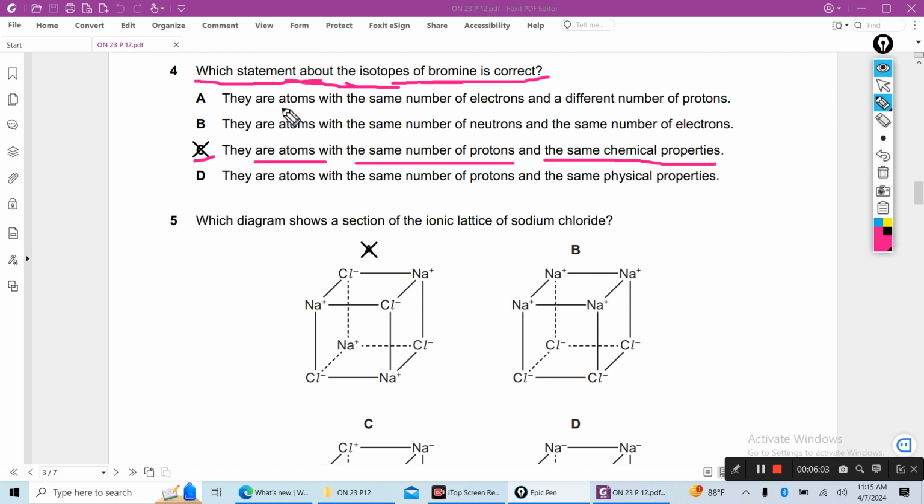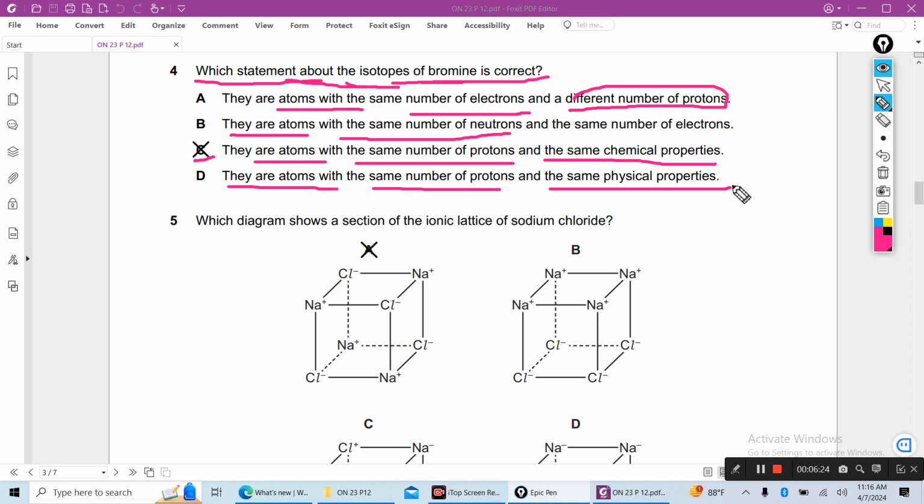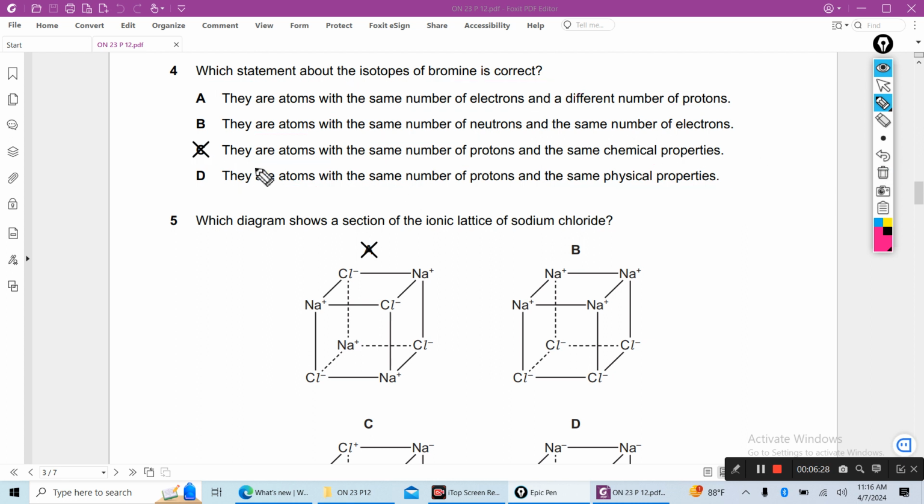But why is A wrong? They are atoms with the same number of electrons but different number of protons. No, this is wrong. B. They are atoms with the same number of neutrons. No, the number of neutrons is different. Why is D wrong? They are atoms with the same number of protons and the same physical properties. No, physical properties are different. So C is the correct answer.